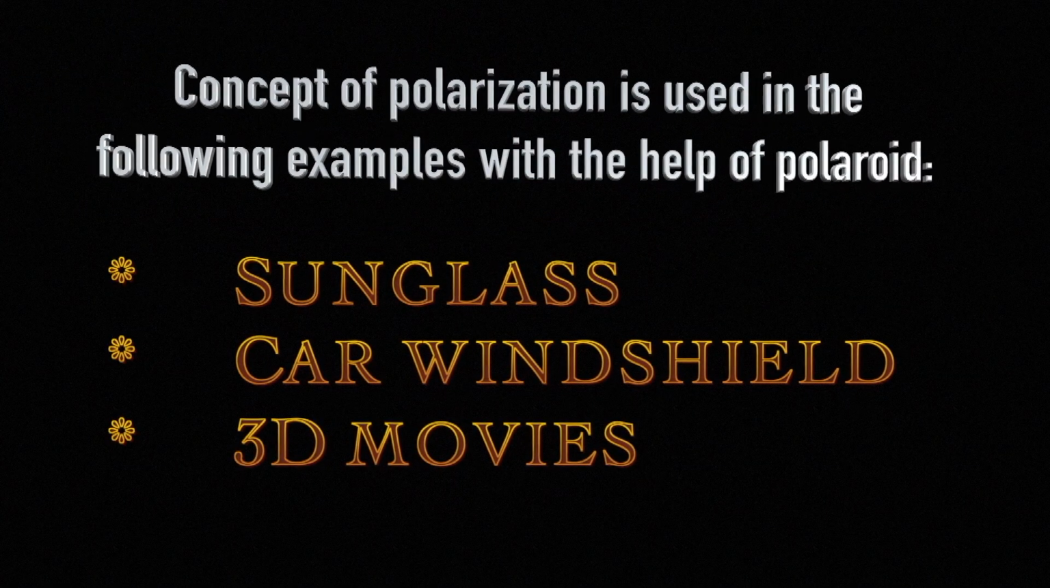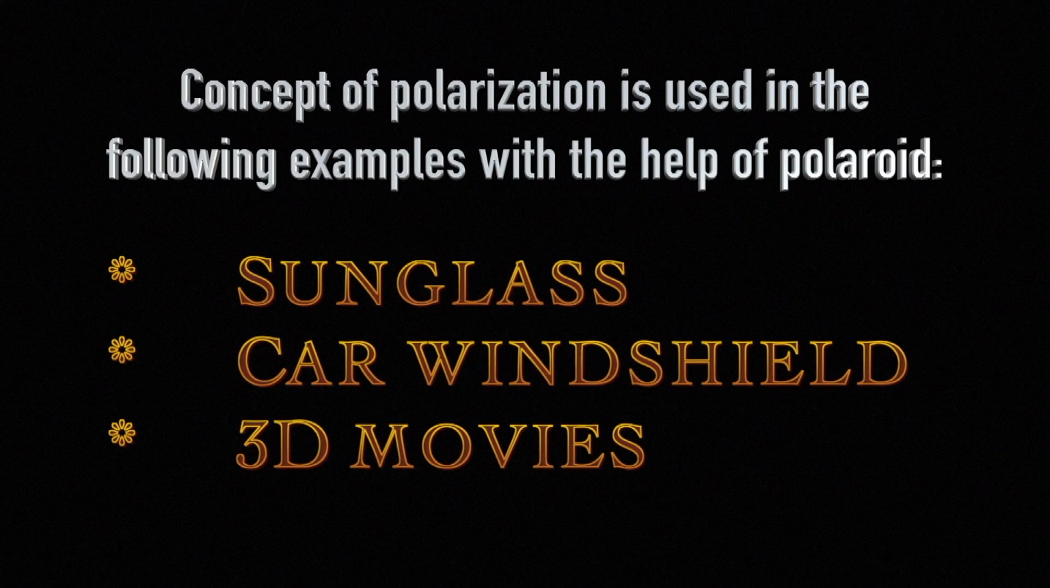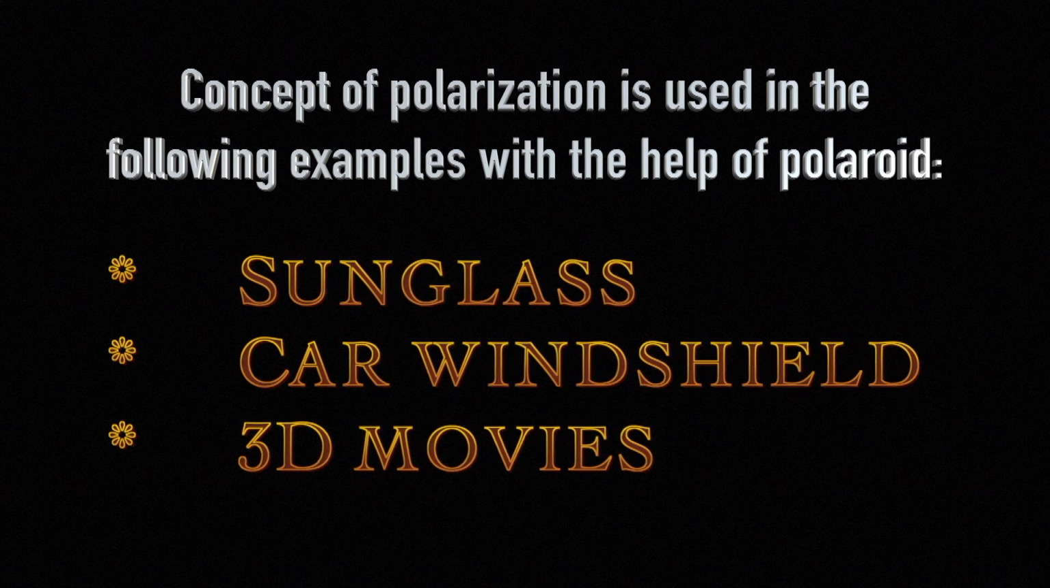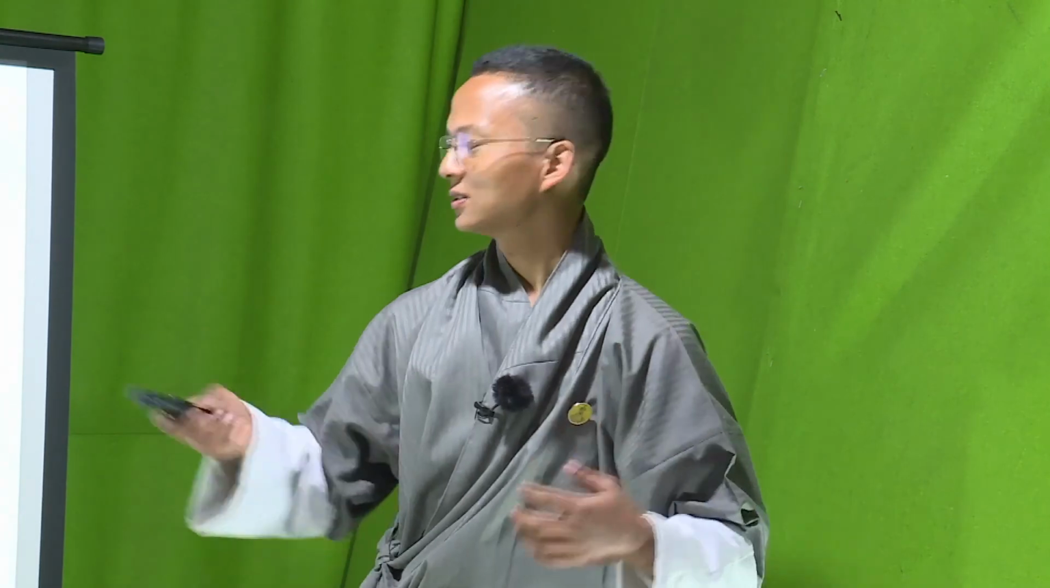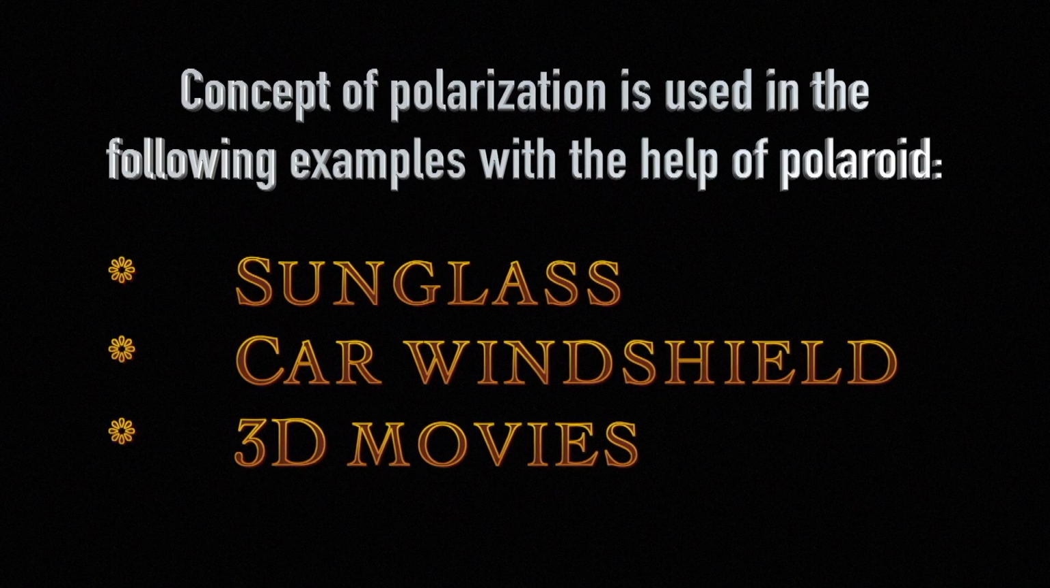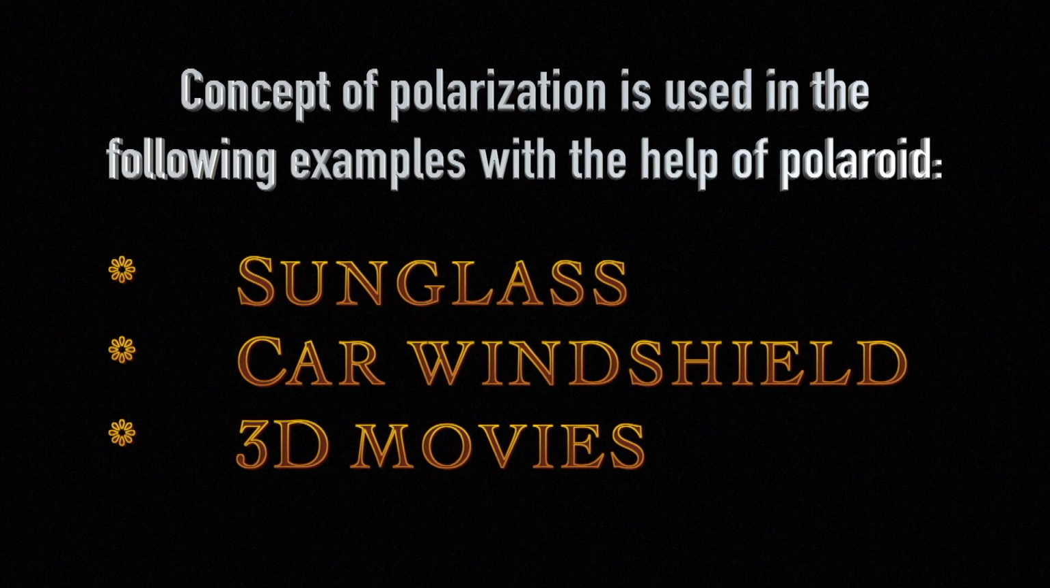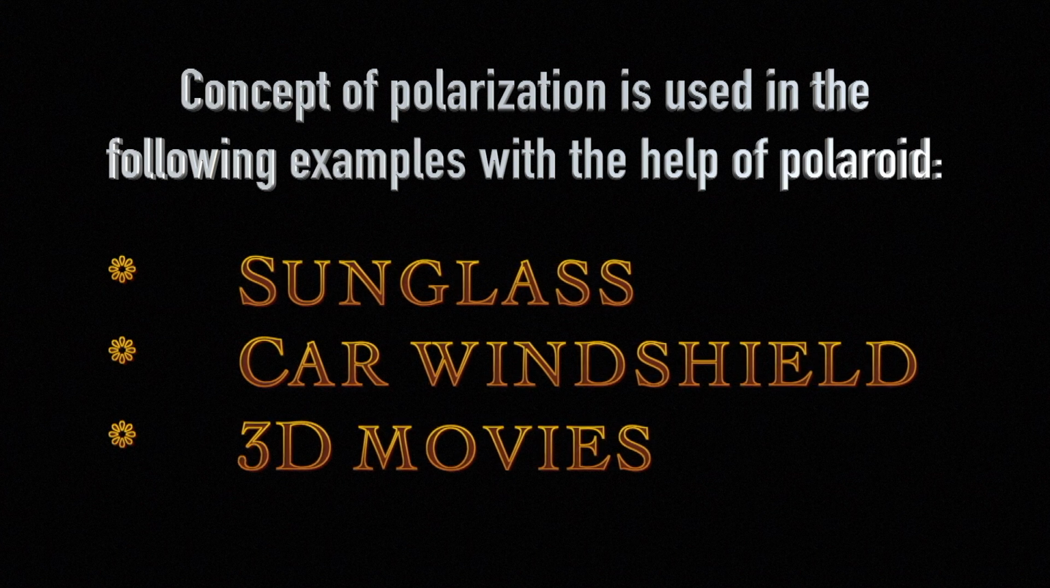So some of the applications of the concept of polarization are the following. The first, I already explained, we use in sunglasses, and of course in car windshields. There is a reason why a car windshield is placed at a certain angle. It is not only to block the current of the wind, it will also block a certain amount of light coming towards the driver or the passenger. So in this case also we use the concept of polarization, and of course in 3D movies.